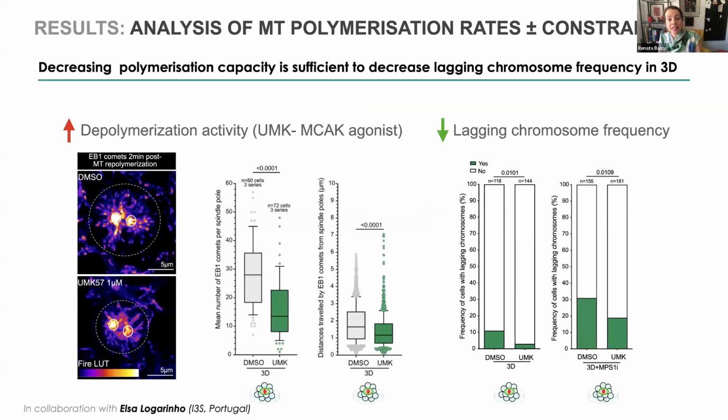And so what we did is that we increased the polymerization activity using a UMCAC molecule, which is an MCAC agonist, and MCAC is a depolymerizing enzyme. And so here what you can see is that this works because we can have fewer EB1 comets, and they also reach shorter distances, always in 3D. And importantly, when this treatment is used, we see a decrease in lagging chromosome frequency, either in challenged or unchallenged conditions.